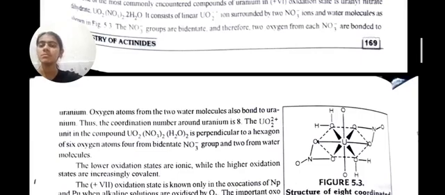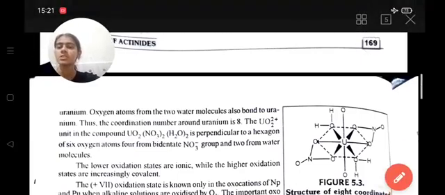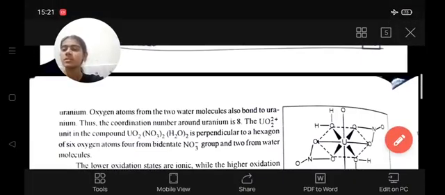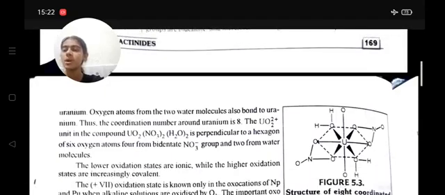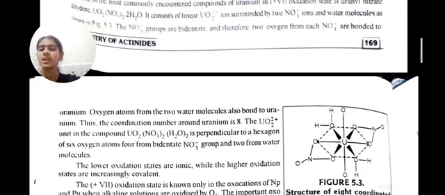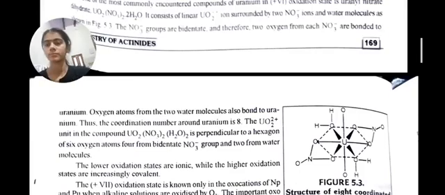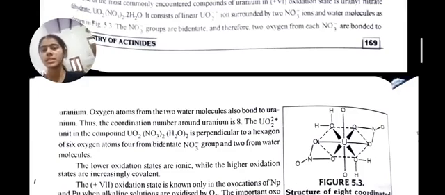The UO2 2+ unit in the compound UO2(NO3)2·2H2O is perpendicular to a hexagon of 6 oxygen atoms, 4 from the bidentate NO3- groups and 2 from the water molecules. The lower oxidation states are ionic, while the higher oxidation states are increasingly covalent.